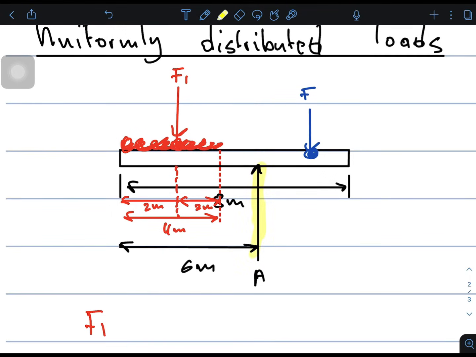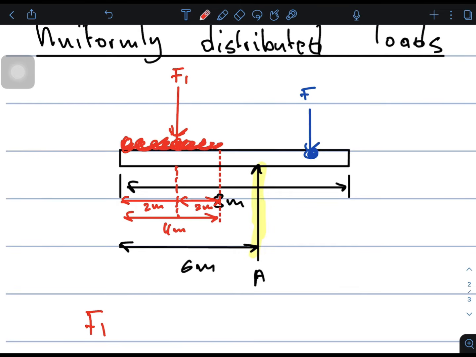What is the definition of a moment? The definition of a moment is the product of the force and the perpendicular distance from the turning point to the line of action of the force. So the line of action of the uniformly distributed load is taken along the center point of the distance over which the uniformly distributed load acts.